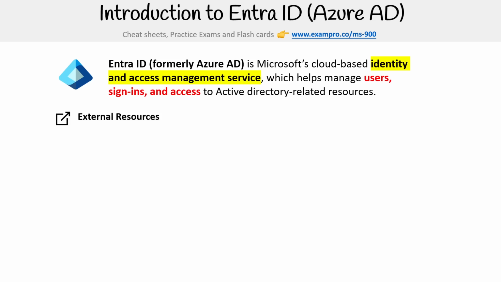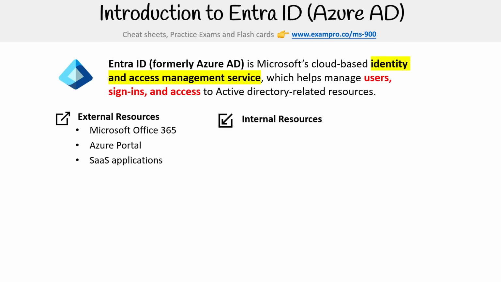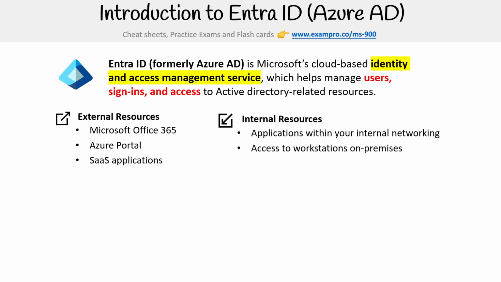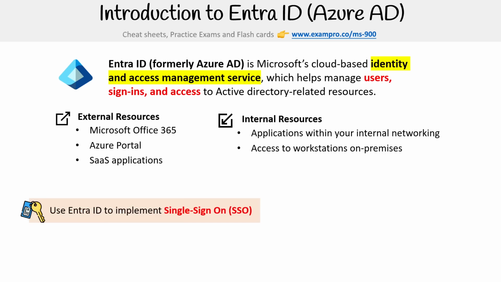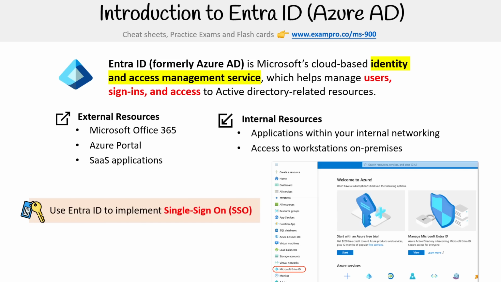This thing is critical to the Microsoft ecosystem because it's used to log into so many things. So if we're talking about external resources, it's used to log into Microsoft Office 365, the Azure portal, SaaS applications. We have internal resources like apps that you've built for your internal network, access to workstations on premise. So some companies will have a suite of computers and they want to make it so you can sign on in a single click. And yeah, Entra ID implements single sign-on. Inside the Microsoft portal, there is Entra ID. It appears both in the Microsoft portal and also the Azure portal. So it can get a little bit confusing, but it is in both places. That screenshot is specifically in Azure.